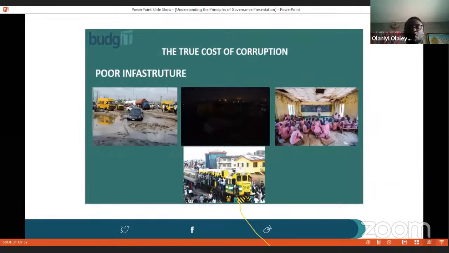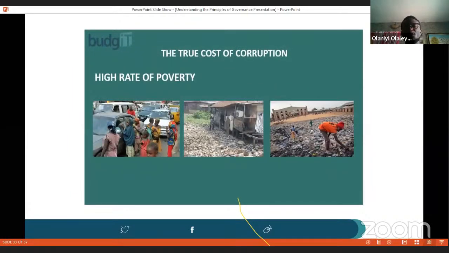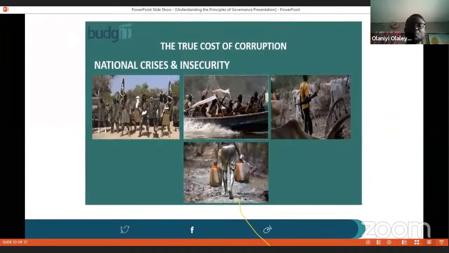What is the cost of this corruption? You see the pictures in front of you. You see the state of Nigerian roads. The second graphic is showing that there is no power. The third one is showing people sitting on the floor to receive classes. And the fourth one, we see people hanging on trains for mode of transportation. High rate of poverty, you see the slums, and so many issues. These are the true costs of corruption. National crisis and insecurity. We have the militants, we have the Boko Haram, we have oil spillage and all of that. We have the Fulani herdsmen. So these are the problems.